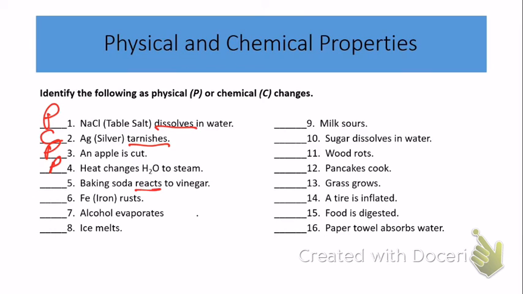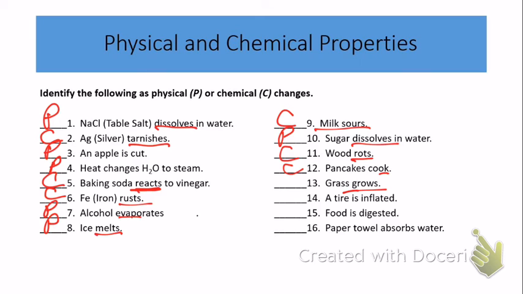Baking soda reacts. The key words there are reacts with, so that indicates there's going to be a chemical change. Iron rusts. We know that's got to be chemical. Evaporation is going to be physical. Melting is physical. Sour. All right, what do you think? Souring something is actually going to be a chemical change. Dissolving is physical. Rotting is totally chemical, breaking it into making new substances. Cooking again is chemical.